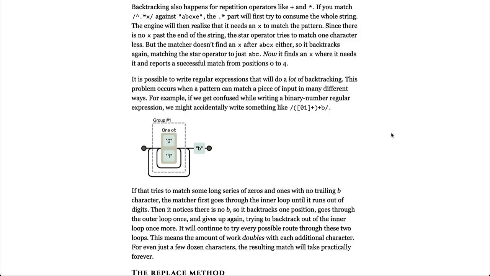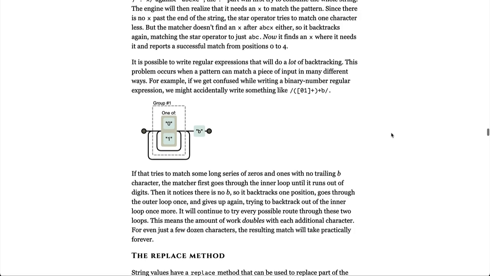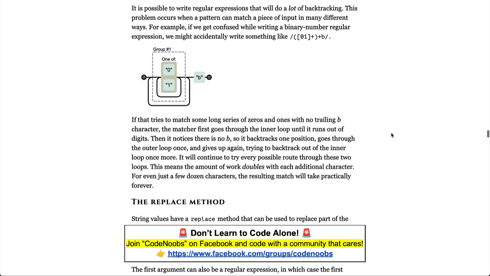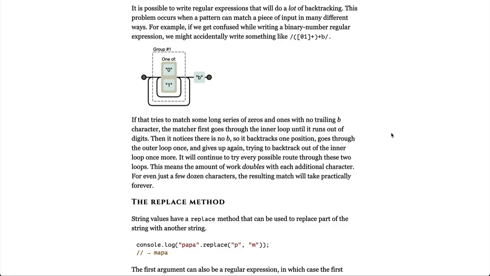It is possible to write regular expressions that will do a lot of backtracking. This problem occurs when a pattern can match a piece of input in many different ways. For example, if we get confused while writing a binary number regular expression, we might accidentally write something like /([01]+)+b/. If that tries to match some long series of zeros and ones with no trailing b character, the matcher first goes through the inner loop until it runs out of digits.